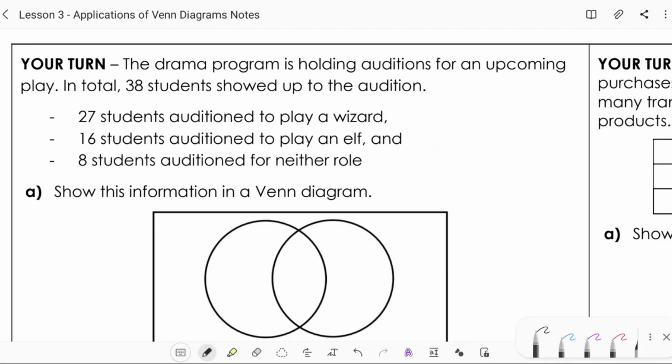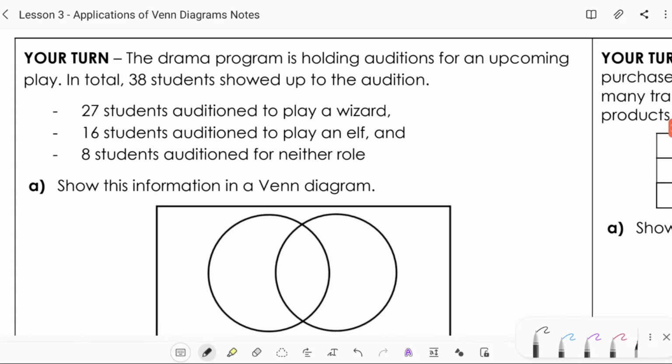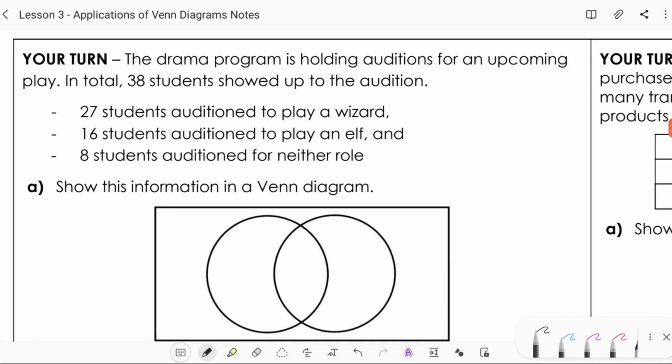All right, your turn. Pause, give it a try. The drama production is holding auditions for an upcoming play. There's 38 students that show up to the audition. See if you can work with this information about students auditioning to play a wizard, an elf, or some background role, maybe a tree. See if you can put this information into your Venn diagram. Pause, come back when you're done, and we'll go through this.